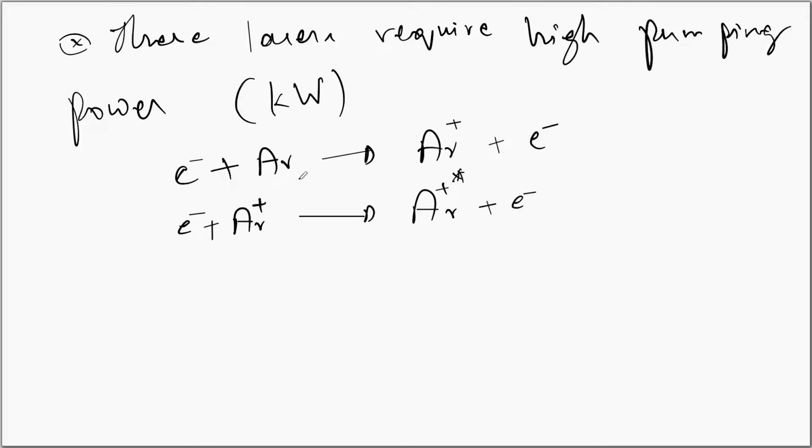So, in these two cases, the kinetic energy of the electrons is used to knock out an electron and to produce an argon ion, and also to excite the argon ion into an excited argon ion. That is the reason why we need high pumping powers. These lasers can be operated both in pulsed mode as well as in continuous wave mode.